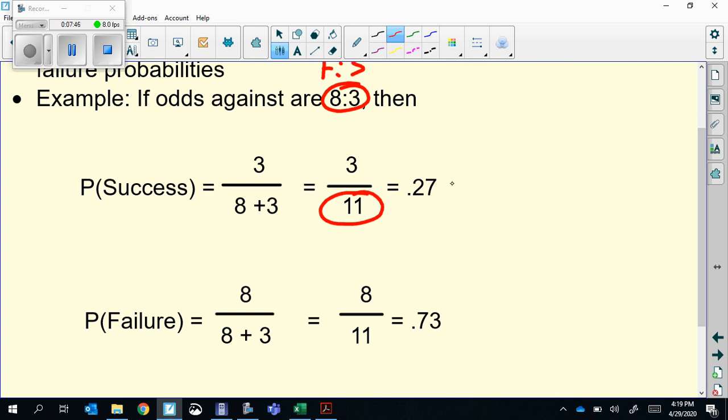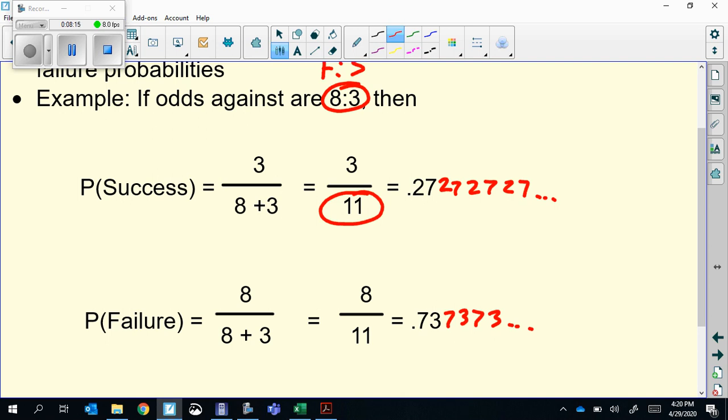It'd actually be 0.27272727, and so on. For the probability of a failure, you would do the same thing. Just remember failure is that first number, and for the denominator you add. And again, this would repeat 73, 73, 73. Anytime your denominator is 11, that's going to have that pattern. If you notice, 3 times 9 is 27, 8 times 9 is 73.